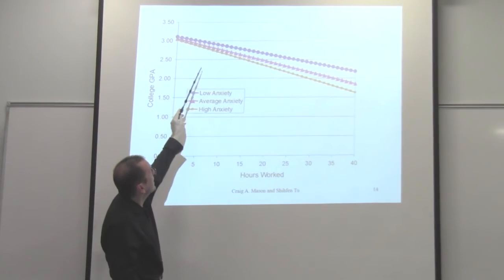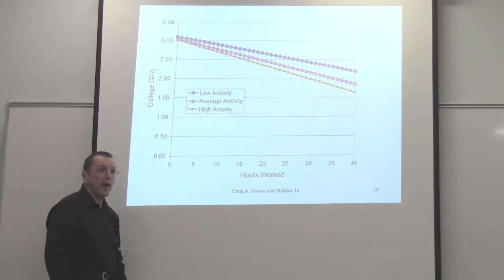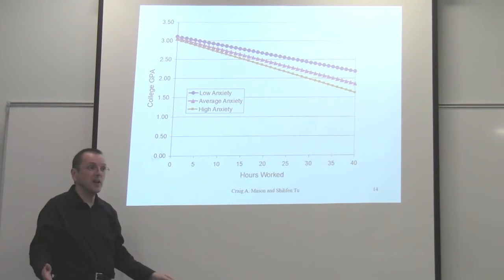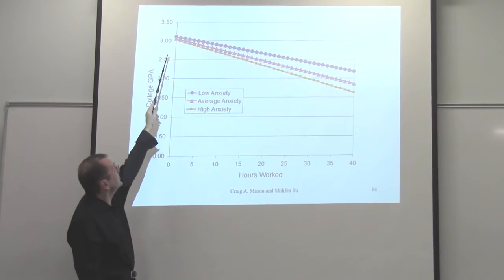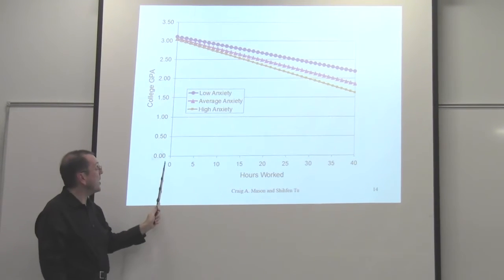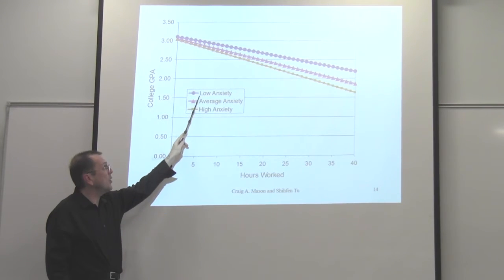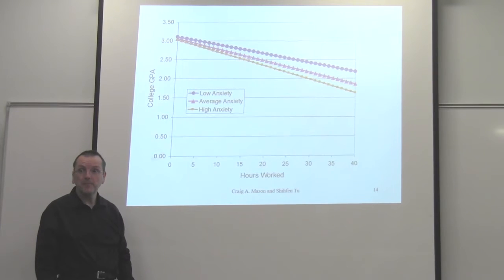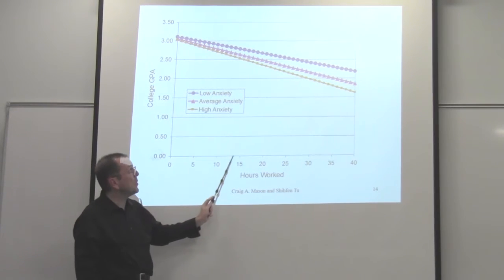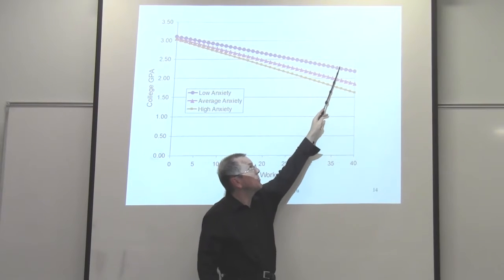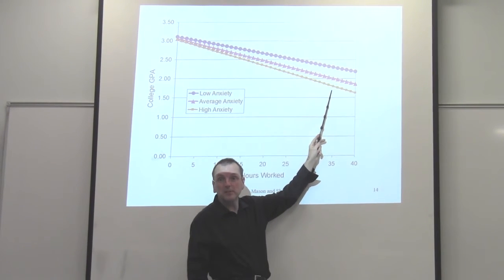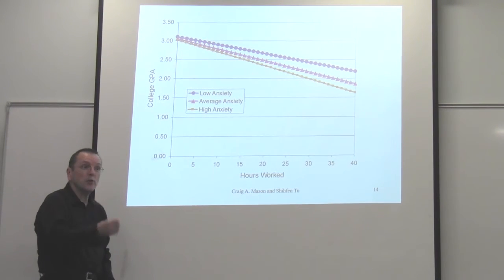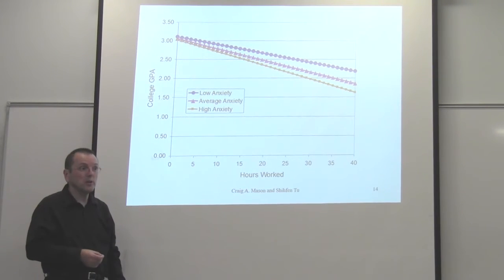So we see for low anxiety, everybody's grades go down the more hours they work. Bummer. Not rocket science. But they all start off pretty similar. If you're not working, low, medium, or high anxiety, GPAs are all about the same. But as you work more and more hours, what happens? You see more and more variation between the grades. The higher your anxiety, the more your grades suffer with extra work.